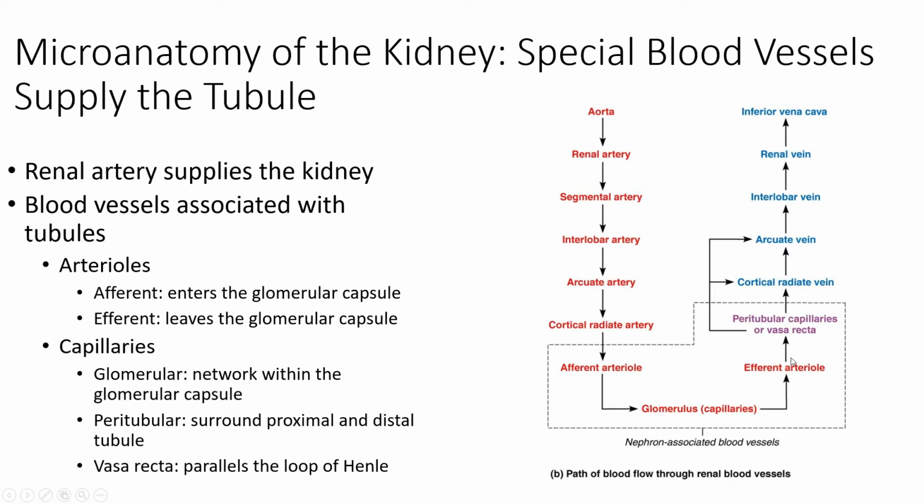And then you have capillary systems, which are three. You have the glomerular capillaries, which are going to be involved with filtration. And then you have the peritubular capillaries and the vasa recta, which are going to be important for reabsorption and secretion. Of course, the glomerulus is going to be located in the glomerular capsule, whereas the peritubular capillaries are associated with the proximal and the distal tubules. The vasa recta is associated with the loop of Henle. So let's take a look at this process.